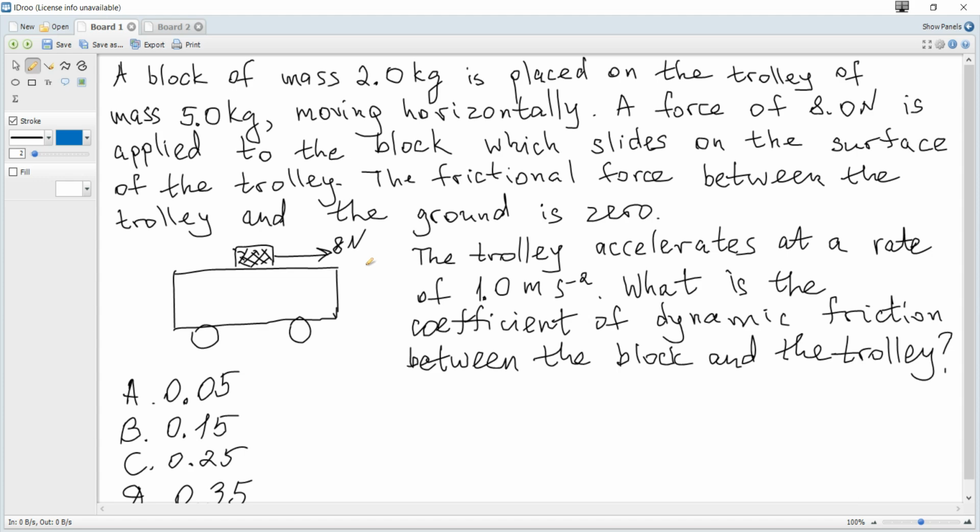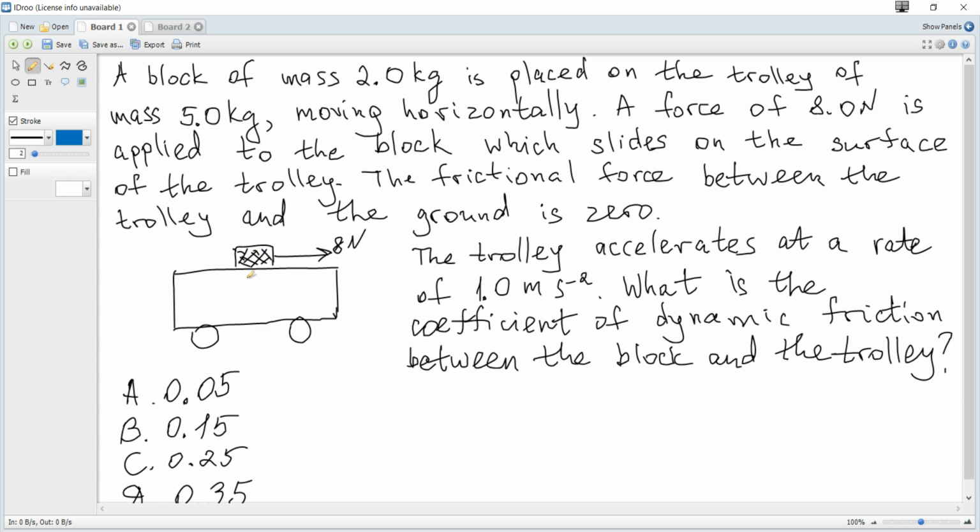A block of mass 2 kilograms is placed on the trolley of mass 5 kilograms moving horizontally. A force of 8 newtons is applied to the block which slides on the surface of the trolley. The frictional force between the trolley and the ground is 0. The trolley accelerates at a rate of 1 meter per second squared. What is the coefficient of dynamic friction between the block and the trolley?